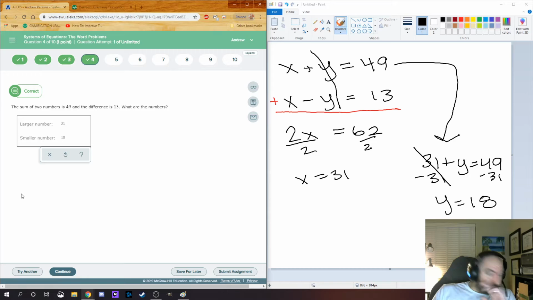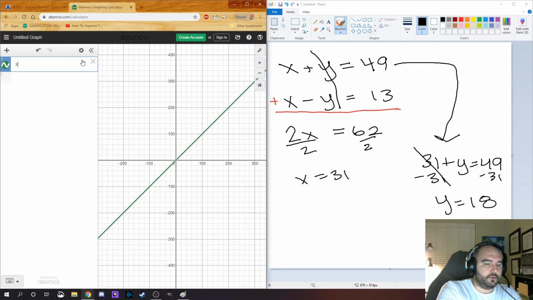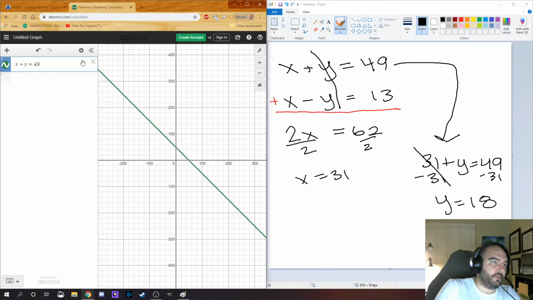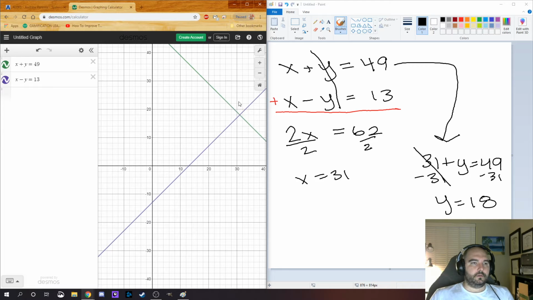Okay, just going back to this again. Desmos still works, okay? I'm just saying, don't do this to answer the question. I just want to show you again how it can be used. The problem is on these ones, you have to make sure you're making the right equation. If you don't make the right equation, it's going to be wrong either way, whether you use a graphing calculator or not. So if I zoom in, I get 31, 18. And that tells you x is 31, y is 18.